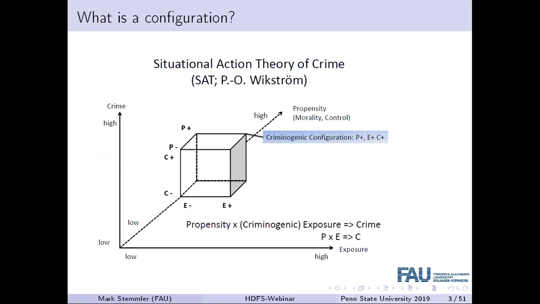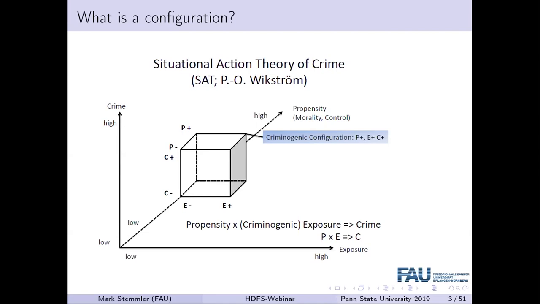For those who are used to work with means and variances and correlations, we have to shift a little bit in our mind. We have to think about configurations or patterns. And I will give a couple of examples so that we get into the mood of thinking of configurations or patterns. There's a very famous theory of crime by Per-Olof Wikström, University of Cambridge. It's called situational action theory.